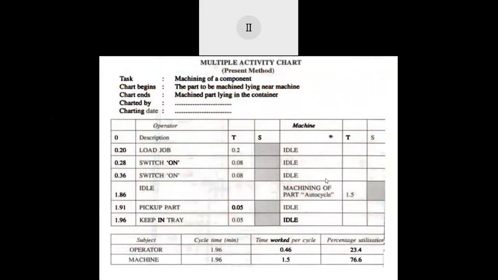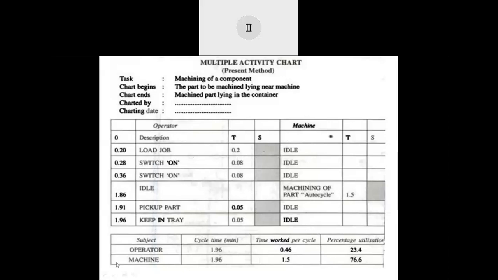So multiple activity chart, the same thing. It is written this way with how much duration there is. Whether the machine will be idle, what we need to do when the operator is idle. Those things have been written.